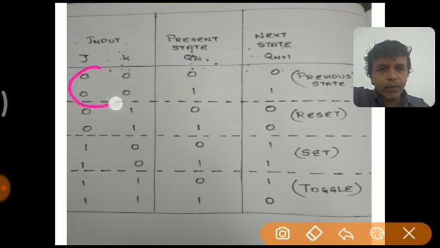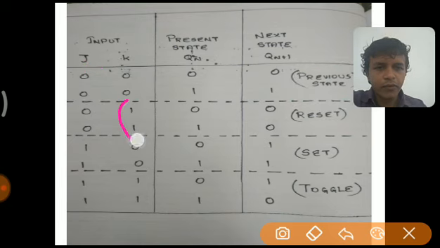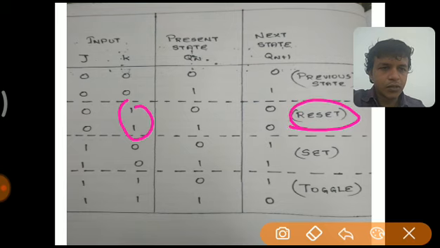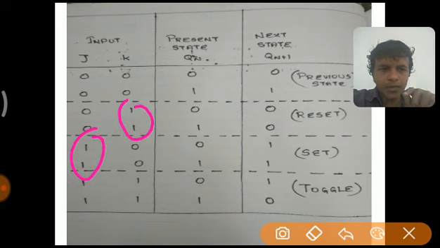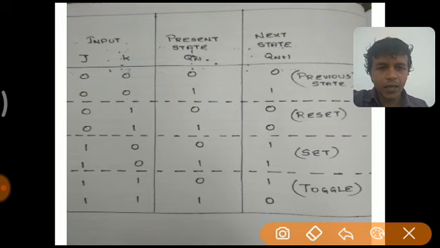When both J and K are 0, that means both set and reset are 0. You are not pressing any of the switches, set or reset, so it maintains its previous state. And the next condition, when K is 1, that is we are pressing the switch reset, it is reset to 0. And when J is 1, we are pressing the switch set, it is set to 1. Now the important condition comes here.